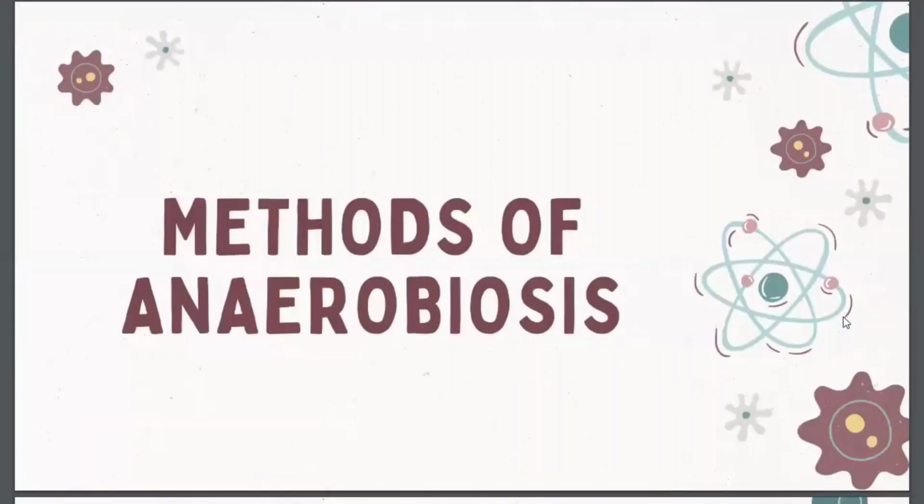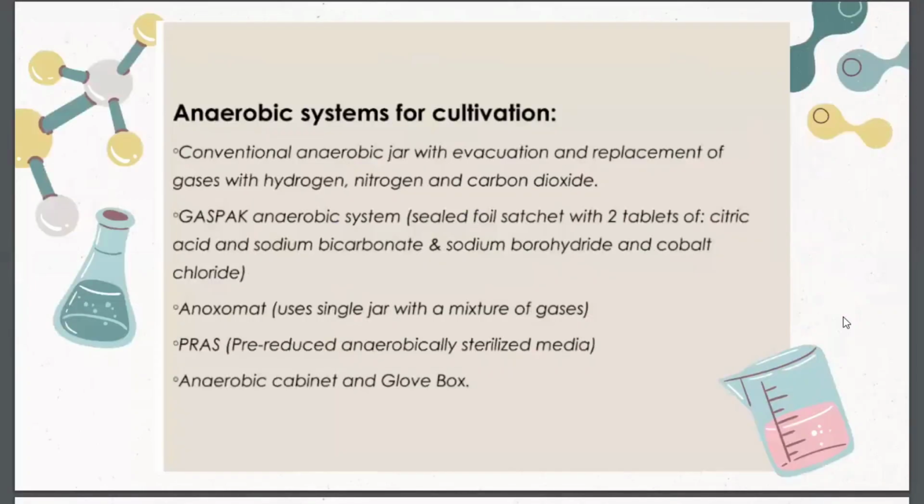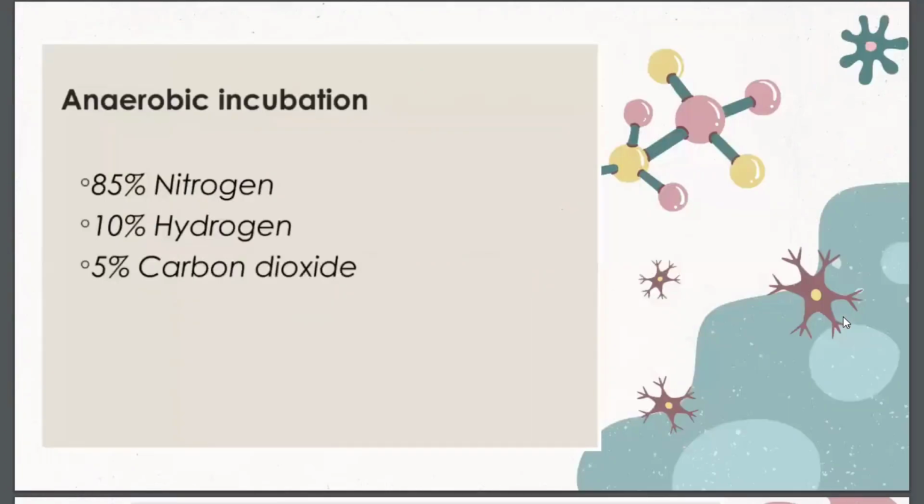Next is the methods of anaerobiosis. So anaerobic systems for cultivation are the conventional anaerobic jar with evacuation and replacement of gases with hydrogen, nitrogen, and carbon dioxide, the gas pack anaerobic system, the Anoxomat, the PRAS or pre-reduced anaerobically sterilized media, and the anaerobic cabinet and glove box. So anaerobic incubation is 85% nitrogen, 10% hydrogen, and 5% carbon dioxide.